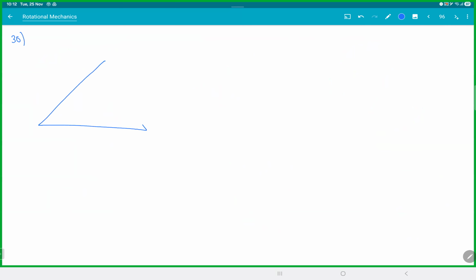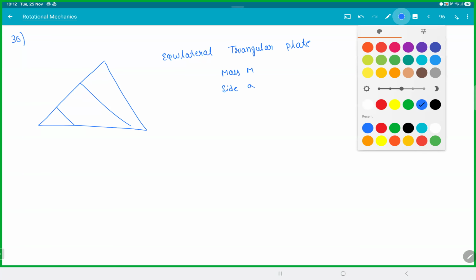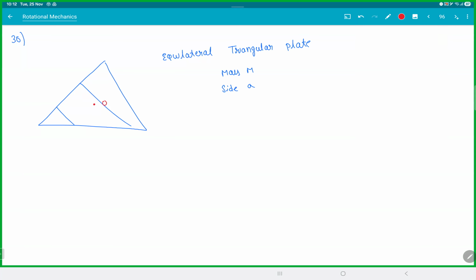Let's say we have an equilateral triangular plate of mass m and side a. O is the centroid. Find the moment of inertia about an axis, and I about the centroid perpendicular to the plane. Let's see how we'll do this.